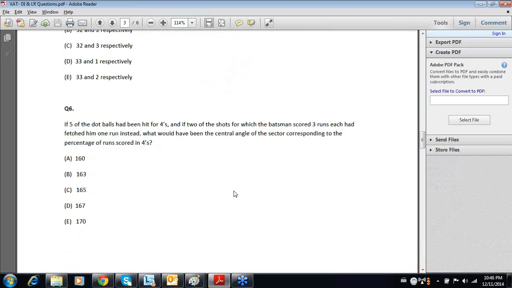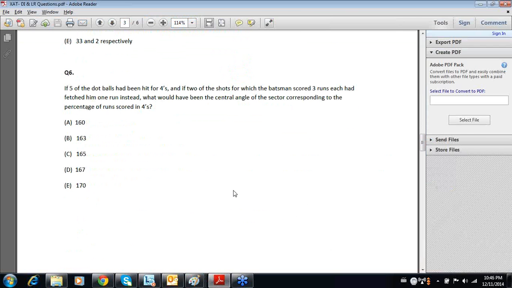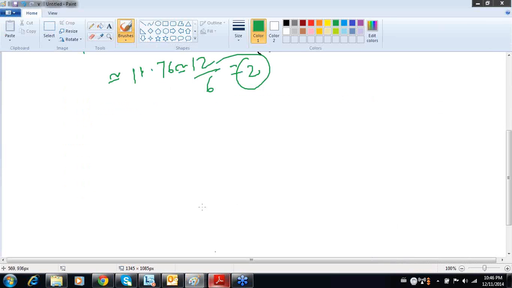Question number 6. It says, if 5 of the dot balls had been hit for 4s and 2 of the shots on which the batsman scored 3 runs each had fetched him 1 run instead, what would be the central angle corresponding to 4s he has hit? Okay. So first let me calculate the change in scores. What will be the change in scores here?